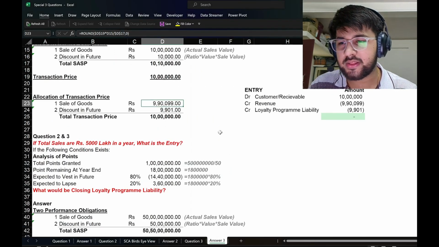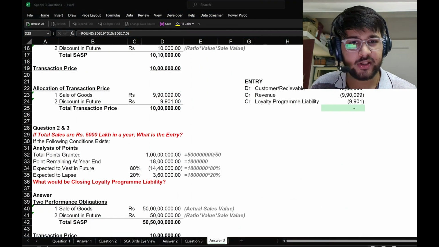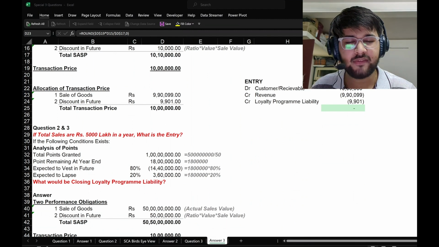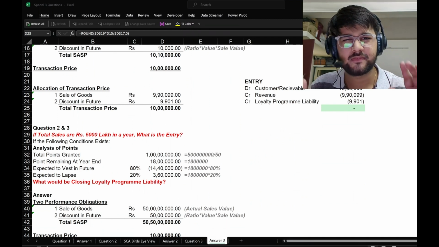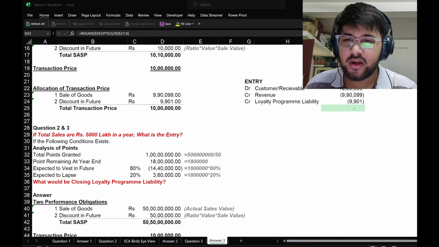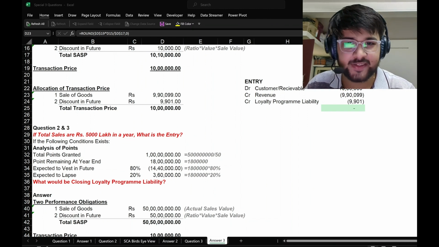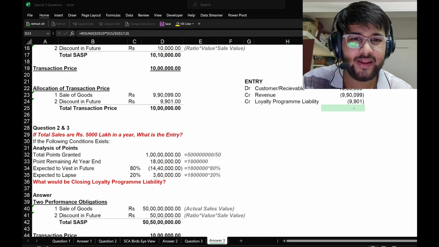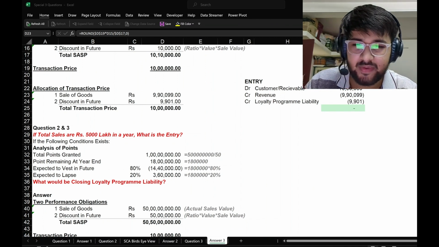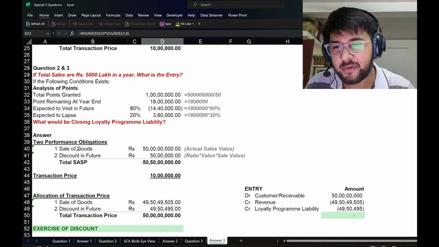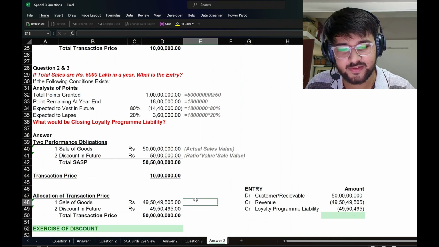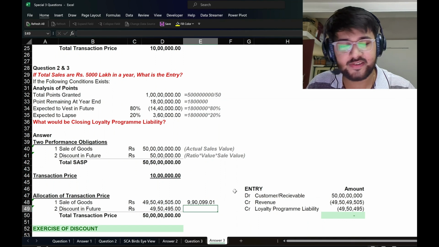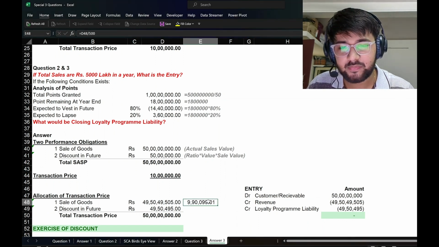Questions number 2 and 3 say that if the total sales during the first year are 5,000 lakhs, which is 50 crores, what is the entry? The entry would be the same. If you have recognized 10 lakhs, you would be just multiplying it by 500. Okay, so the first part of the question would be the same. What I have done is just multiply it by 500. It's the same entry. All right.